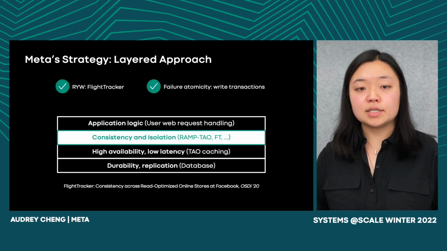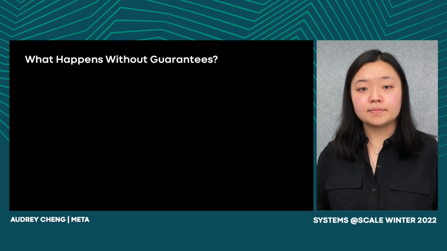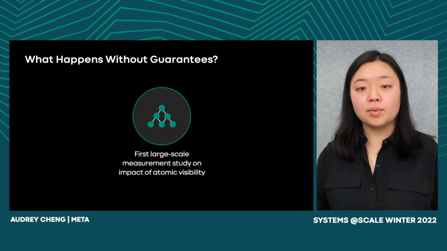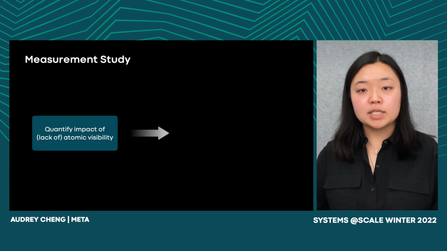Finally, for the third guarantee we mentioned, atomic visibility, this was an open question before this work, and it is what we'll focus on in this talk. So first, we'll explore what happens without guarantees. In doing so, we perform the first large-scale measurement study of its kind to quantify the impact of atomic visibility. To do so, we proceed in 3 steps.